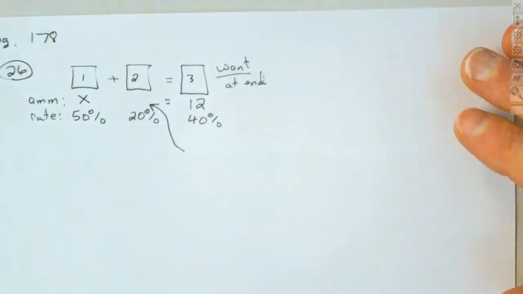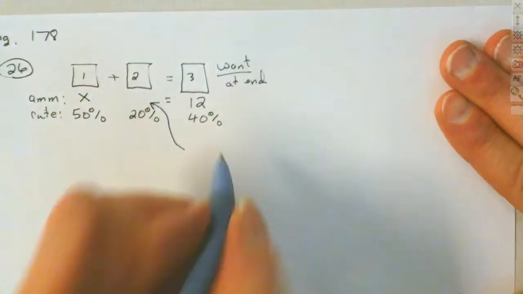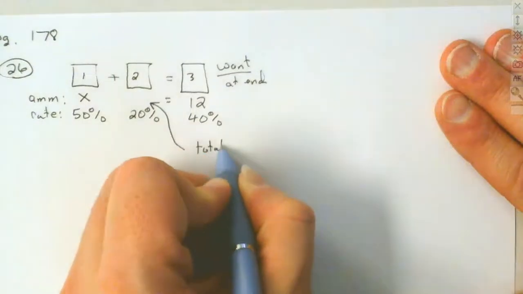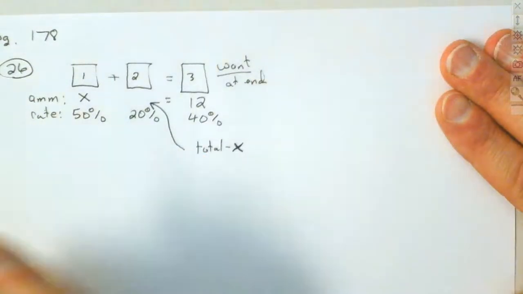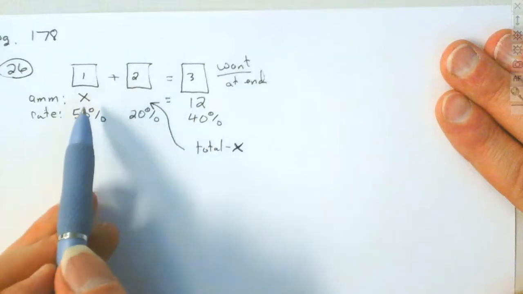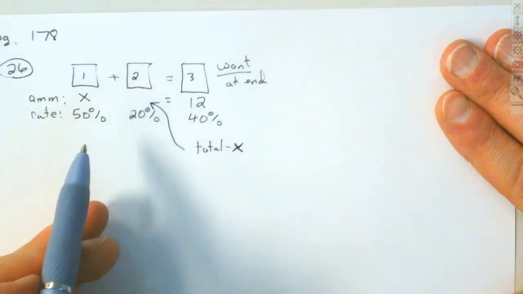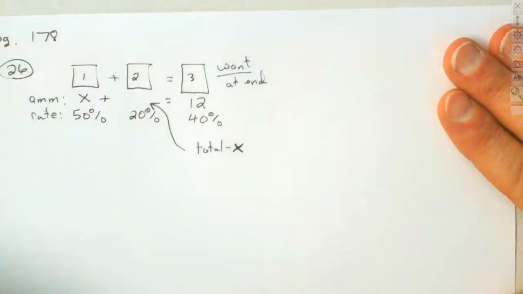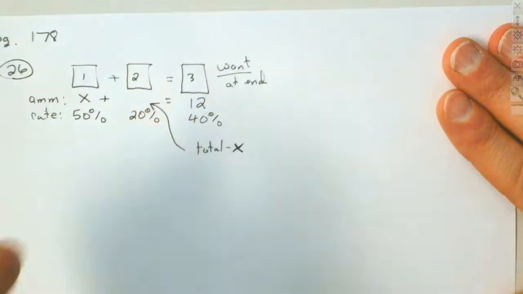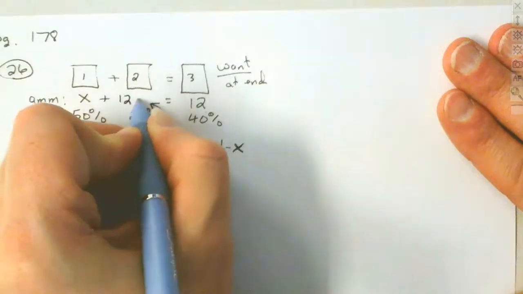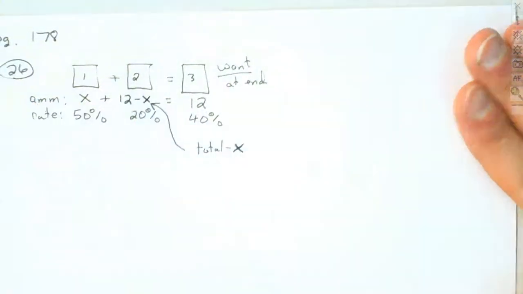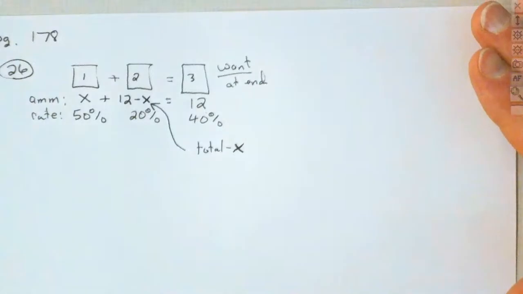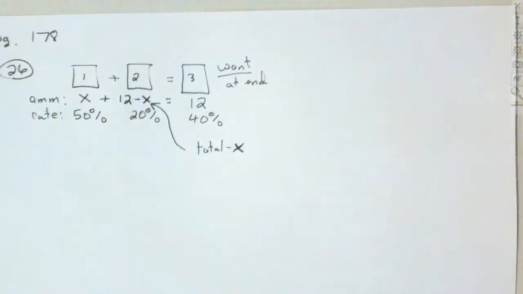So how are we going to figure out what goes there? Well, that is always going to be the total minus X. If we don't know either one of them, we call the first one X, and the second one is the total minus X. So what is my total? When I'm done mixing these together, how many total gallons do I have? 12. So this right here is going to be 12 minus X, isn't it? Right, because that's where that came from. Is everyone okay with that?